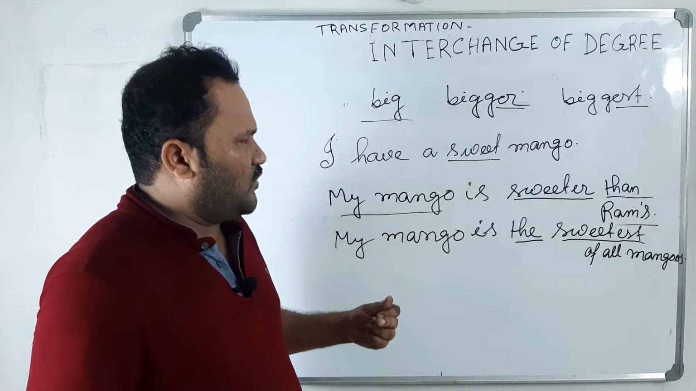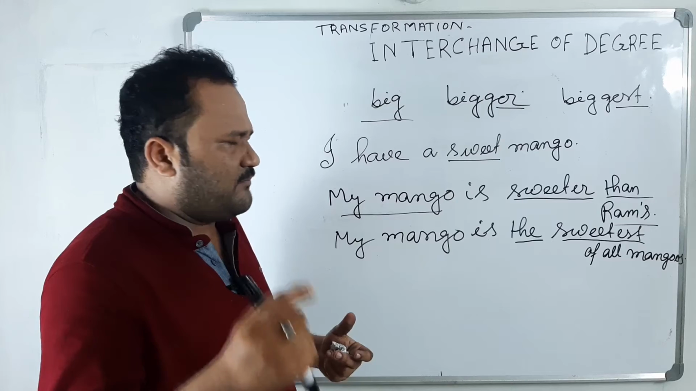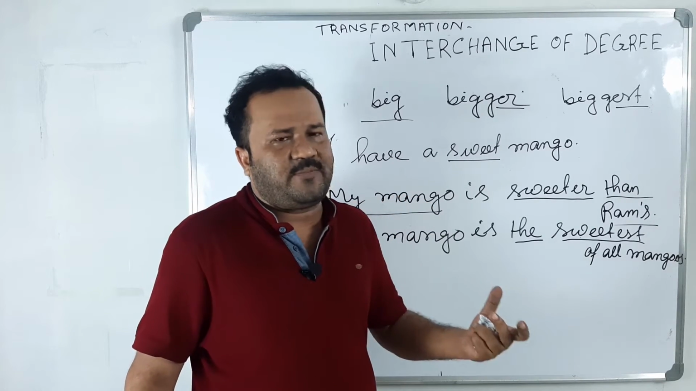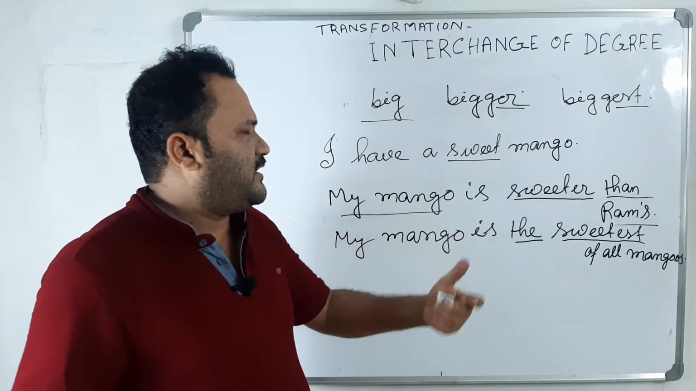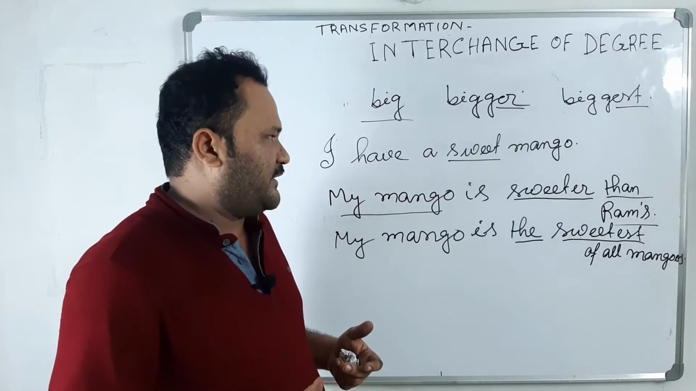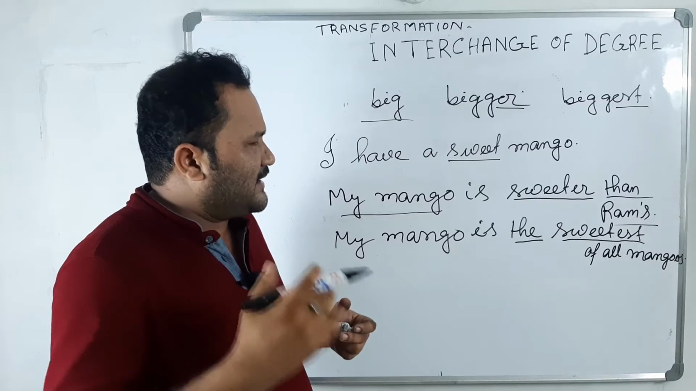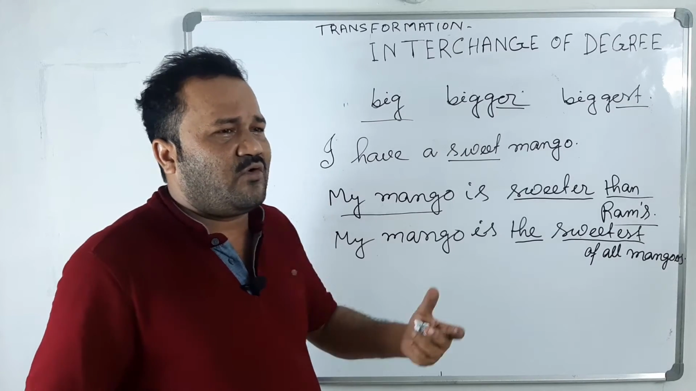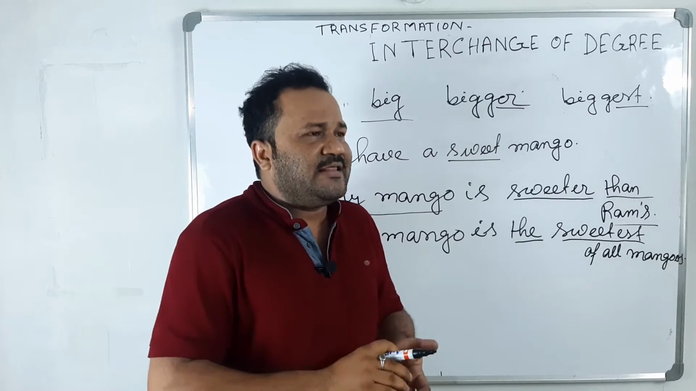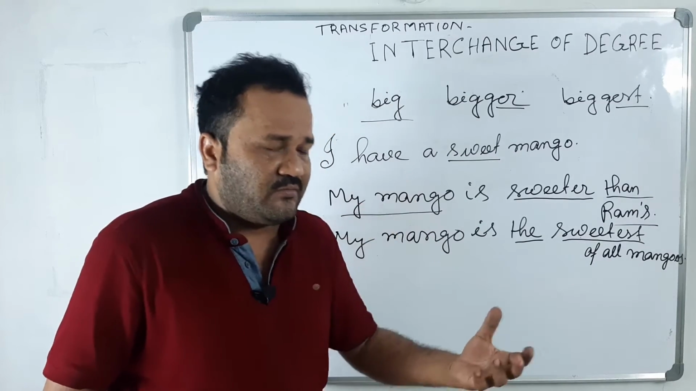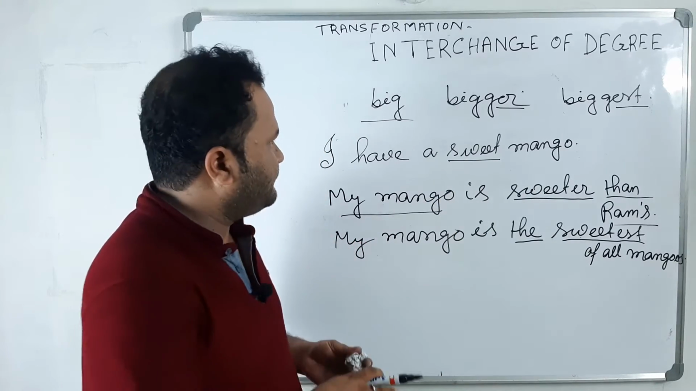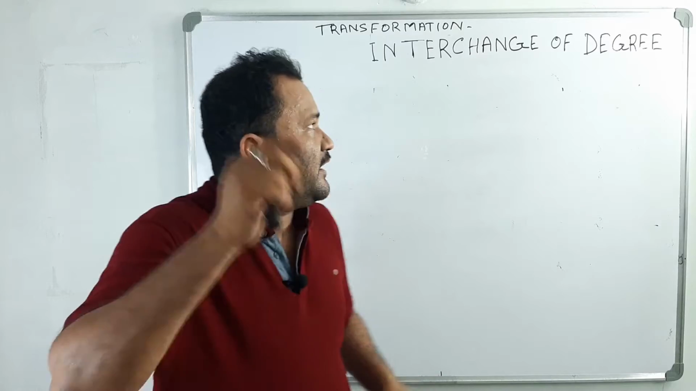Now you also know how to transform a positive one, that is a basic form of an adjective, into comparative and superlative degree by putting er and est. And there are some other words which are more than two syllabic words, two or three syllabic words, then you have to use more before comparative and most before superlative. Clear?